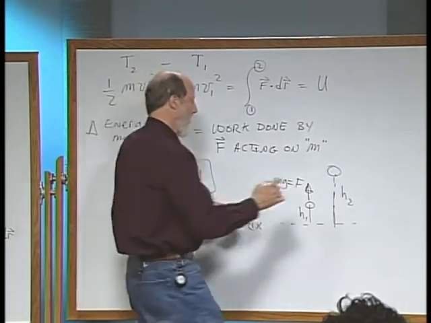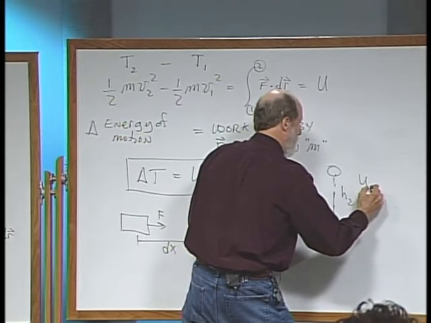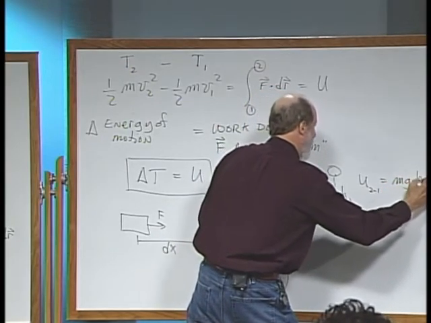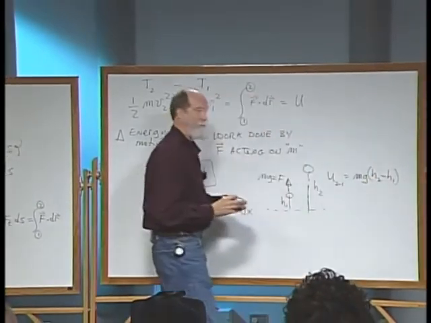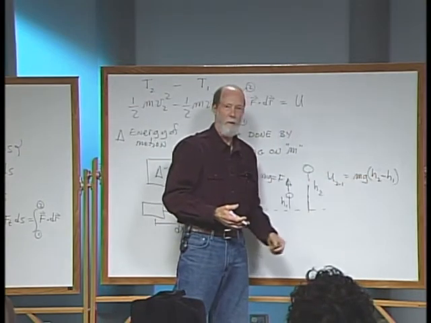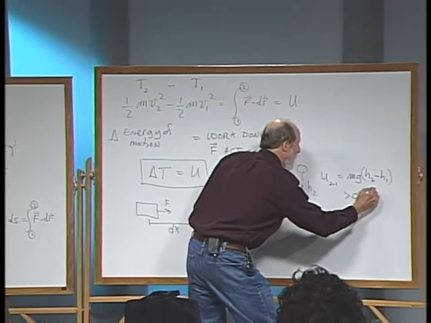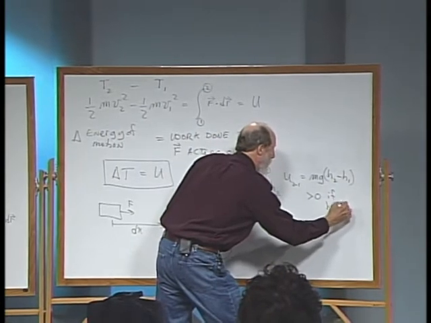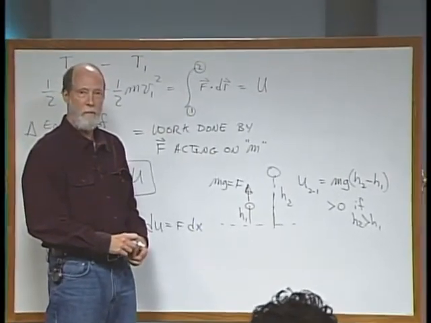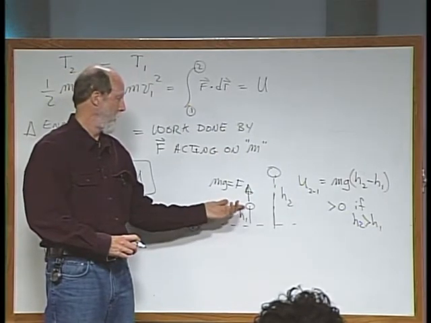Okay? So the work done in moving from h1 to h2 is going to be equal to mg times (h2 minus h1). And if h2 is greater than h1, then this will be positive. This is greater than 0 if h2 is greater than h1. So you can say a positive amount of work was done on the object. That's correct. A positive amount of work was done to the object in moving it from h1 to h2.